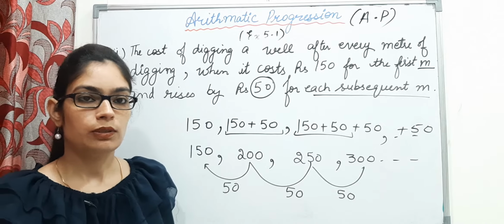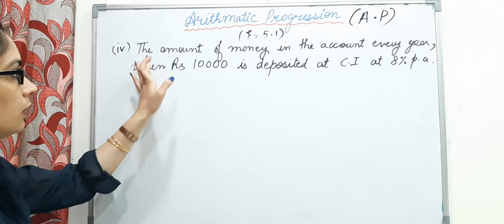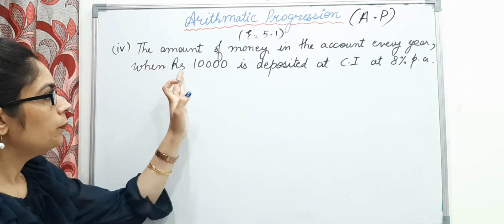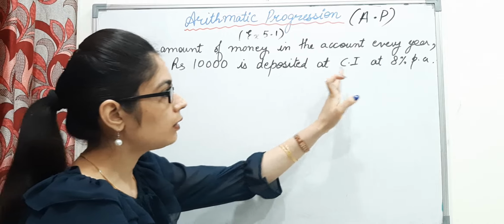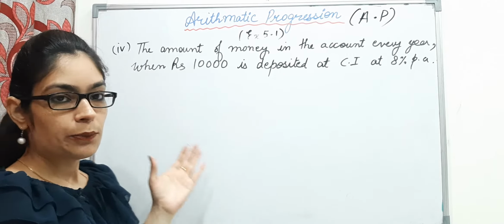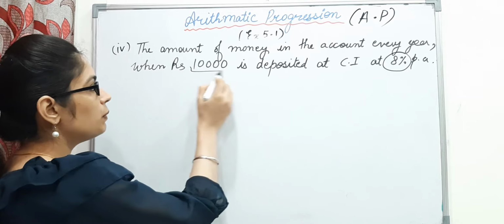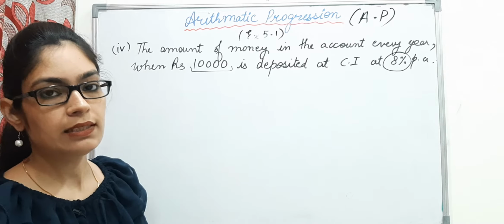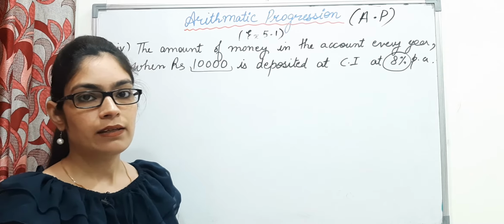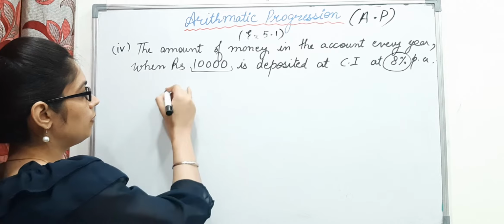Now let's do the fourth part of the first question. In the fourth part, it's given the amount of money in the account every year when rupees 10,000 is deposited at compound interest at 8% per annum. So this sequence will be of compound interest. The rate of interest is given to us, and the principal amount, the amount which is deposited, is also given to us. So for compound interest, we can directly apply a formula, because these two things are given.